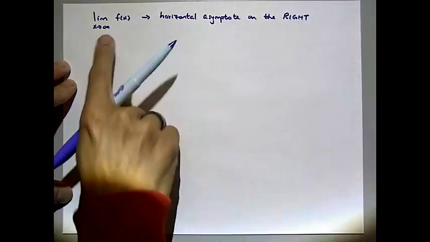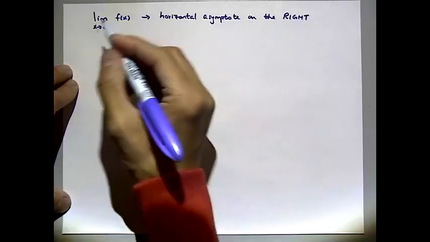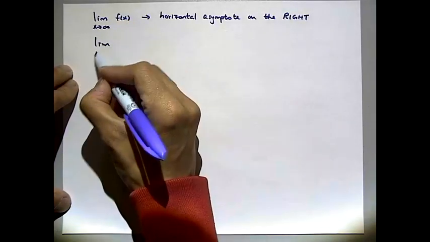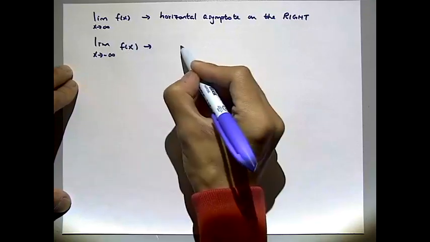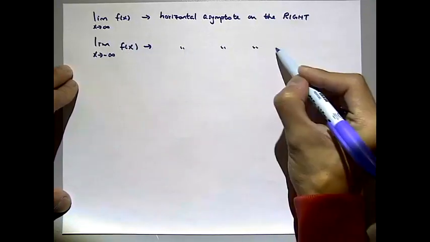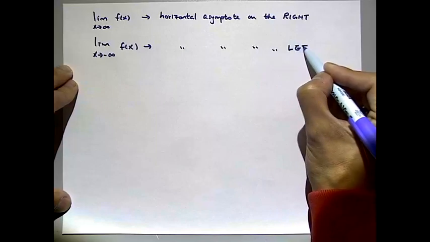On the right, when x is a large number. And negative infinity, of course, is the left side. That's horizontal asymptote on the left.